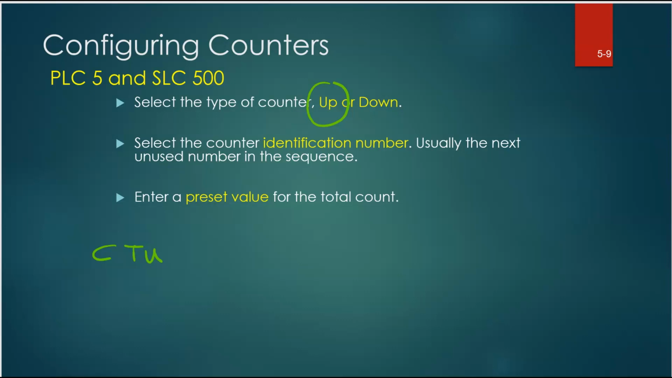And if you want to have a down counter, then you have to use a CTD. So CTD is counter down, CTU is counter up. So depending on which one you need for your program, you have to use the appropriate instruction, and then you have to use your counter number. Normally we start from the first one and we choose the one that is available after that. And finally, you have to set your preset value for the total number of counts.